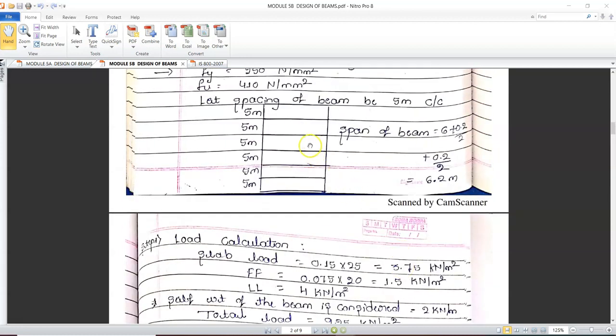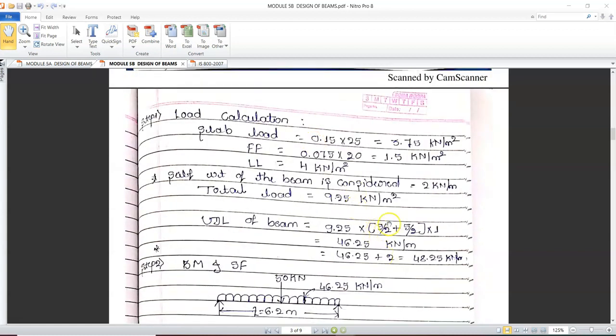If it is 4 meter on this side and 6 meter on this side, it will be 4 by 2 plus 6 by 2. Now since it is 5 meter equal spacing, it will be 5 by 2 and 5 by 2, into 1 meter, which gives you the load per meter length of the beam. Now 46.25 kilonewton per meter.